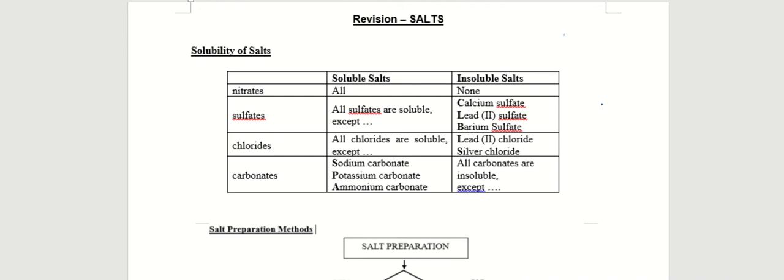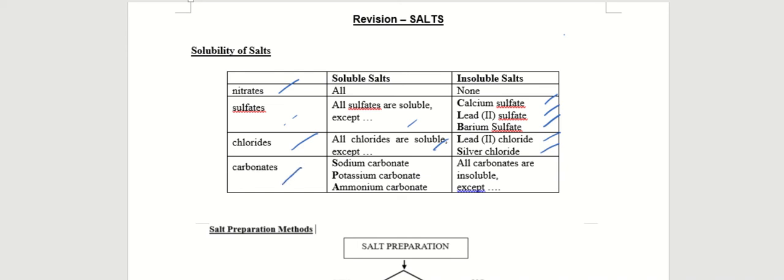We see that all nitrates are soluble. All sulfates are soluble except calcium, lead, and barium sulfate. All chlorides are soluble except lead and silver chloride. And for carbonates, it's slightly different. All carbonates are insoluble except sodium, potassium, and ammonium carbonate. Now, this is commonly known as the spa carbonates.